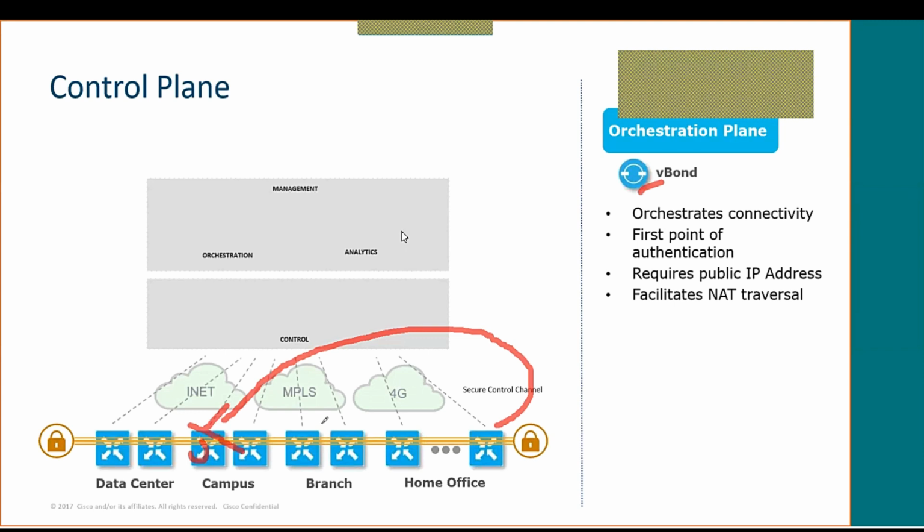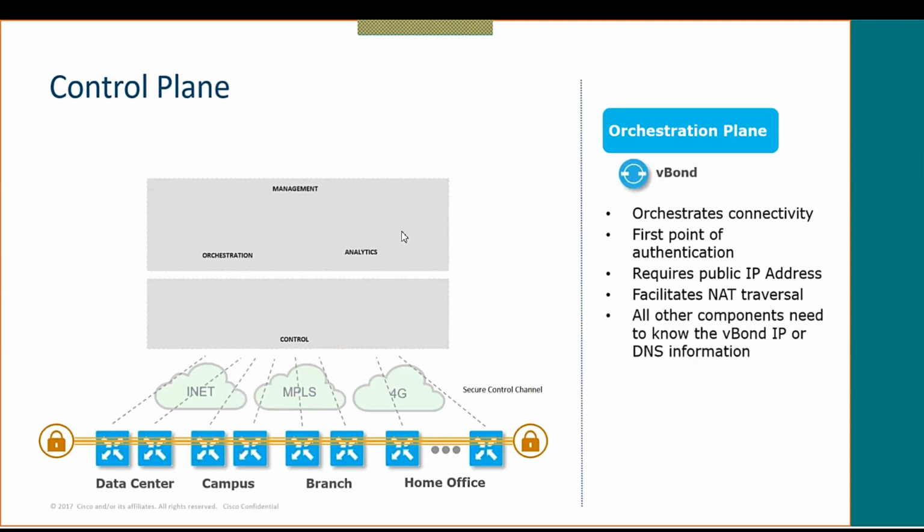So we have a certain classification in this place just to achieve the various types of VPN tunnel establishment. So vBond collects the unique private and public IP addresses of the devices. The IP addresses used for authentication could be collected, whether on the private path or on the public IP address path, by the vBond. So it facilitates NAT traversal. Other components need to know the vBond IP address or DNS information.